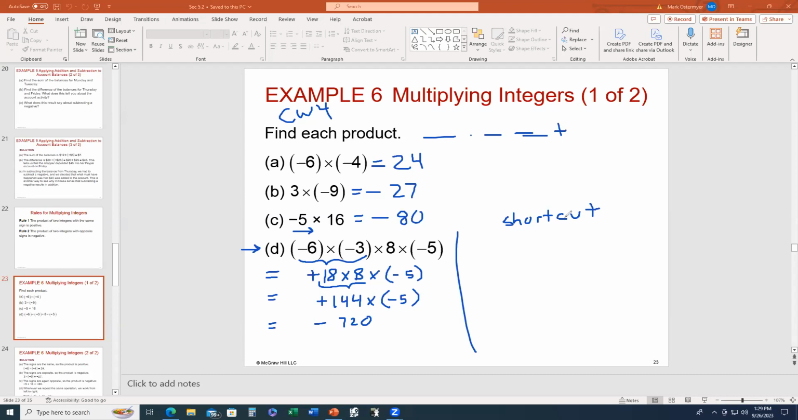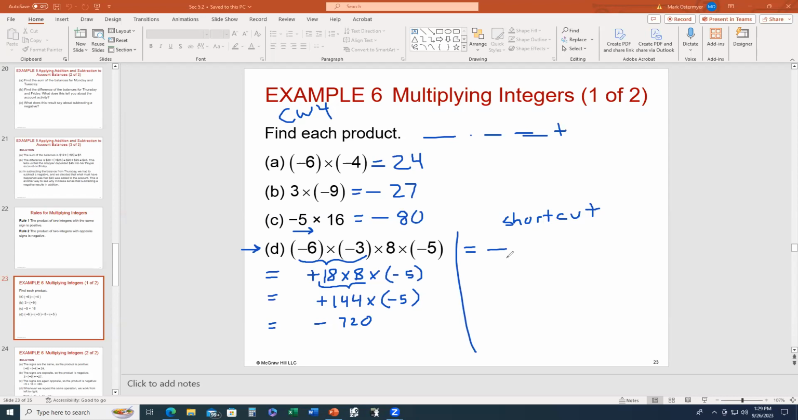Remember, we use that shortcut when we're simplifying an expression with only parentheses. How many negative signs do you count in this entire expression? 3. Is that odd or even? It's an odd number of negative signs in this multiplication problem. There's an odd number of negative factors. Therefore, since it's an odd number of negative factors, the product will be negative. If there was an even number of negative factors, the product would be positive.